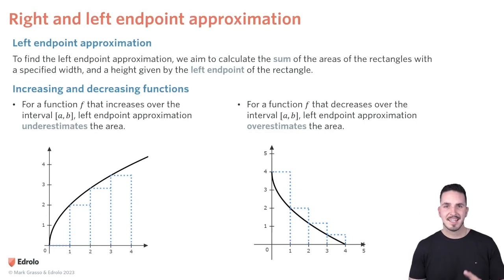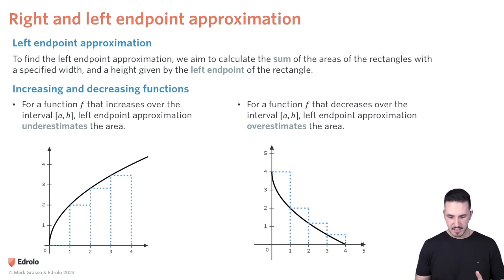So now looking at left endpoint approximation. So to find the left endpoint approximation, we aim to calculate the sum of the areas of the rectangles with their specified width, again would be in the question, and a height given by the left endpoint of that rectangle.